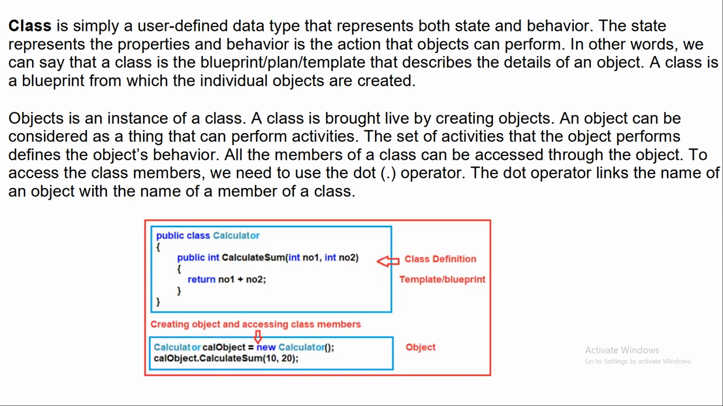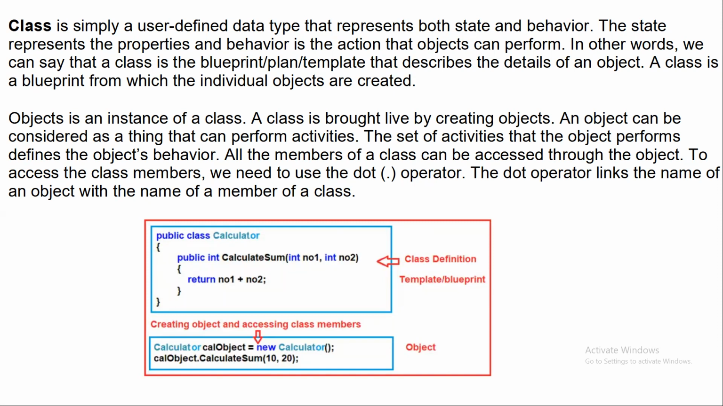State means nothing but the variables or properties we refer to in the class. Behavior is the methods, because if you want to perform some action in a class, you write methods, and by invoking the methods you perform that action. Nobody is going to ask you theoretically what a class is and all those, but you need to be familiar with this.